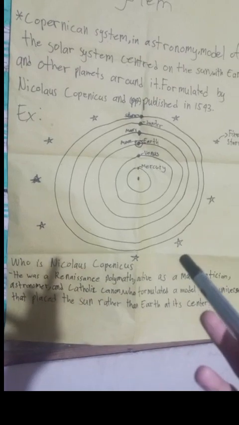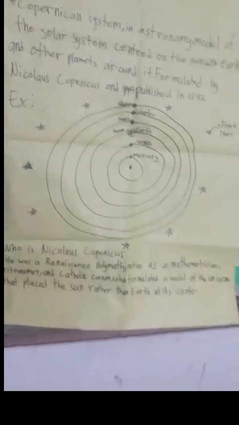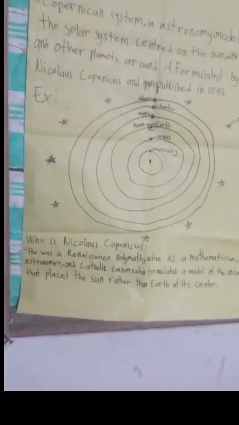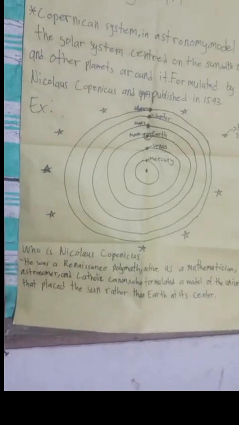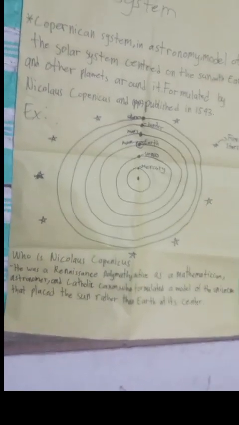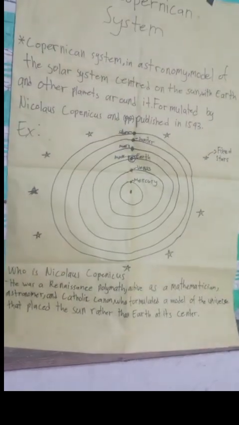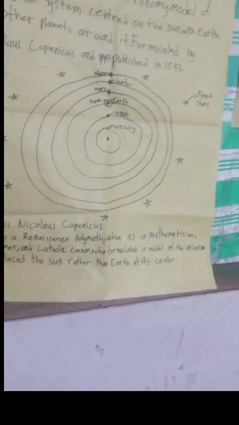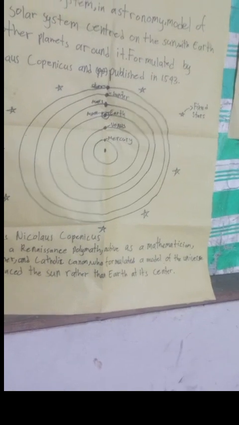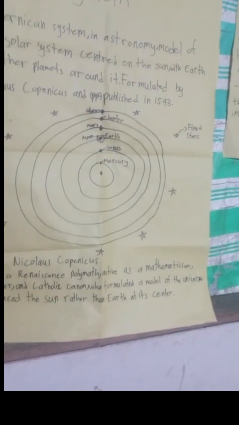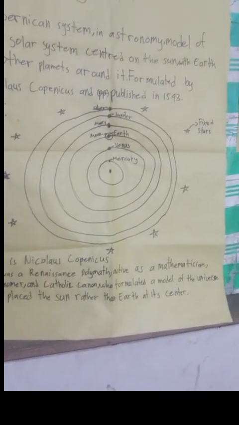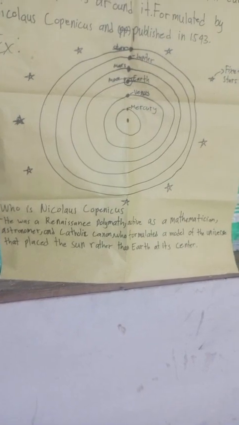And this is an example of the Copernican system, where the center is the Sun, next is Mercury, Venus, Earth and the Moon, Mars, Jupiter, Saturn, and the fixed stars. Now, this is a phenomenon where the planets are aligned together, and this happens once in a lifetime. And who is Nicolaus Copernicus?